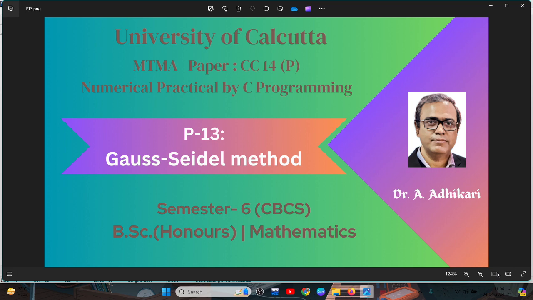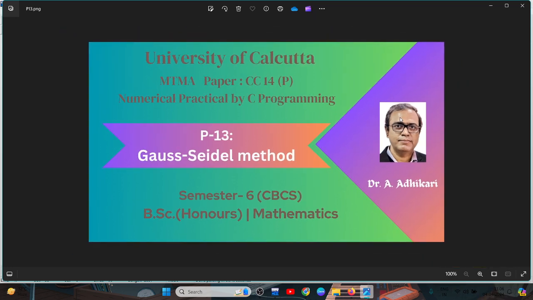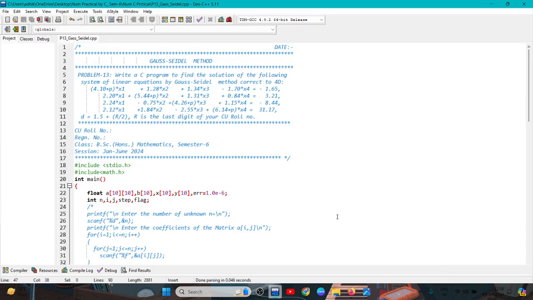Now we discuss practical problem 13, the Gauss-Seidel method to solve a system of linear equations. This is also an iterative method, a numerical practical. This is the C programming for the Gauss-Seidel method.